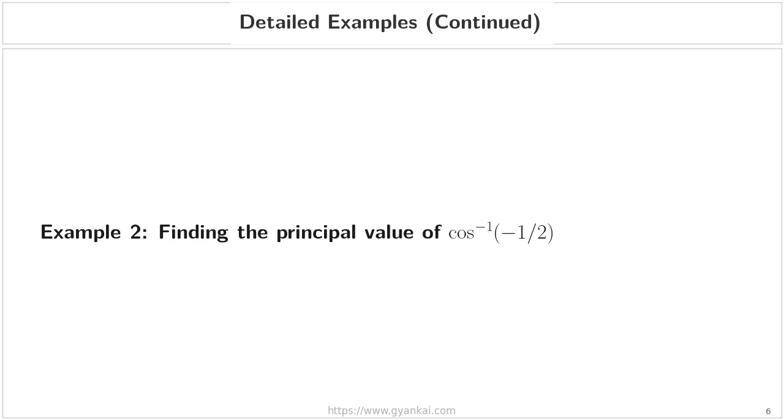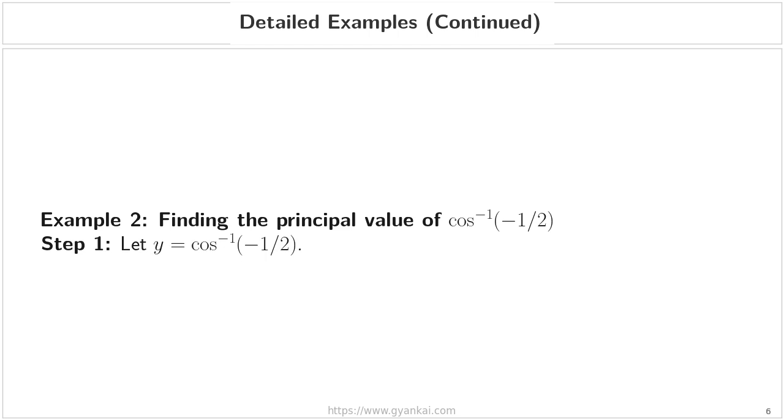Detailed examples continued. Now, let us move on to example 2, where we will find the principal value of the inverse cosine of negative 1/2. We will apply the same 5-step pedagogical approach we discussed in the previous slides. Starting with step 1, we begin by assigning the expression to a variable. Let us set y equal to the inverse cosine of negative 1/2.